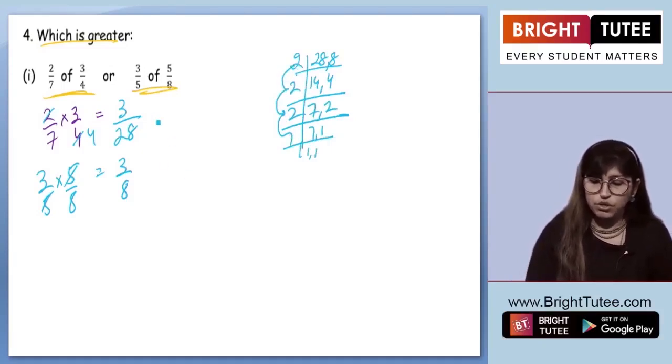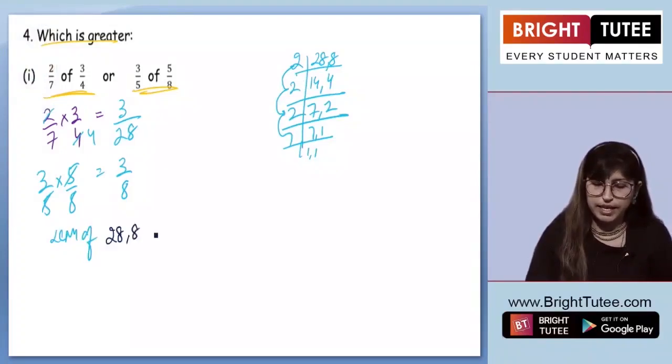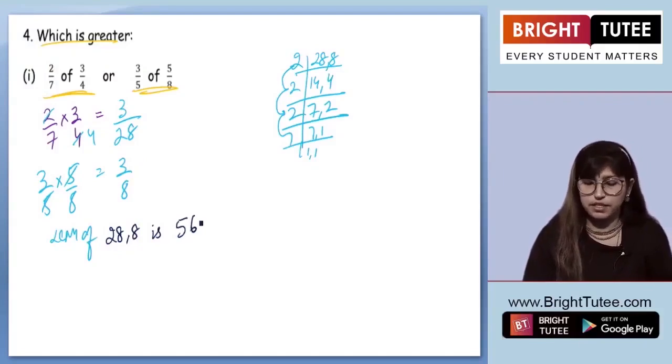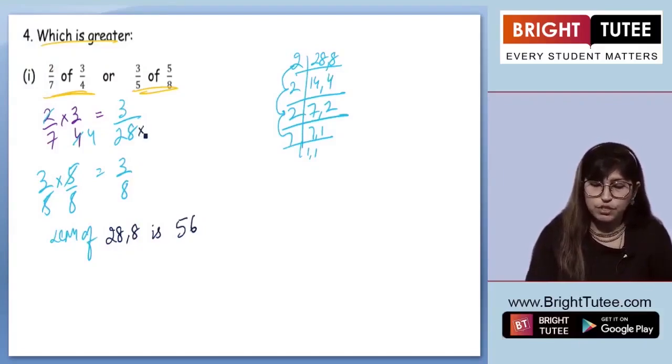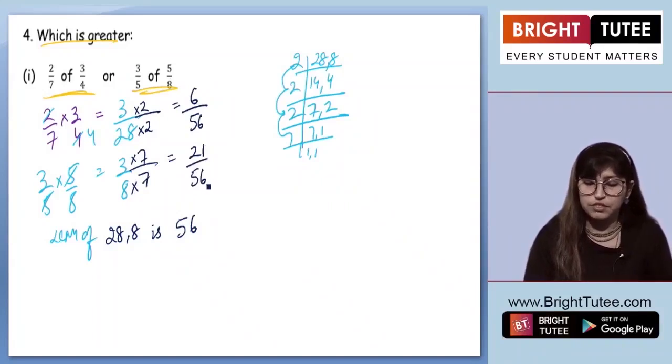So what can we do? LCM of 28 and 8 is 56. Now to convert it to 56, we need to multiply by 2 to numerator and denominator. Over here, we need to multiply by 7 to numerator and denominator. So we'll be getting 6 upon 56 and over here we'll be getting 21 upon 56.